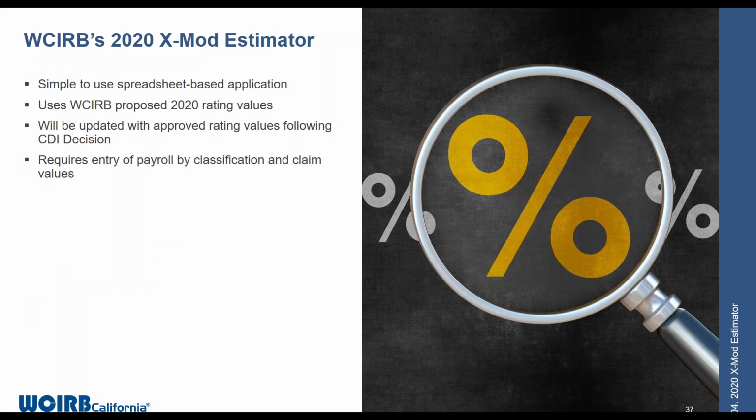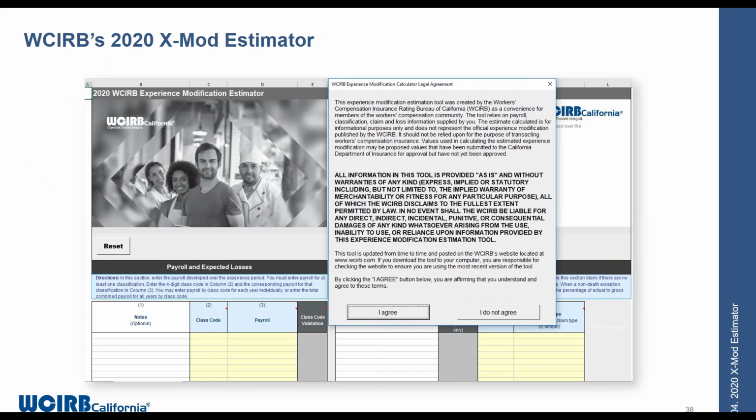It's an Excel-based spreadsheet. It uses the proposed 2020 experience rating values. These are the values that we proposed to the insurance commissioner. The hearing was held at the end of July, and we're waiting for a decision from the commissioner on the various proposals. Once we receive that decision, we would update any of the values so that it would reflect the approved values. It requires the entry of payroll and claims values to do the calculation. Similar to other years, you have to agree to the terms of use before you can go any further.